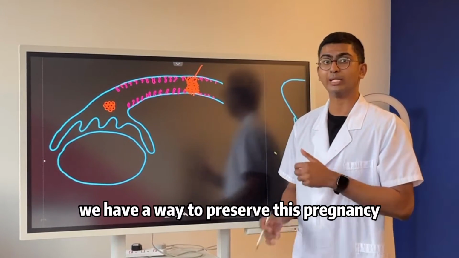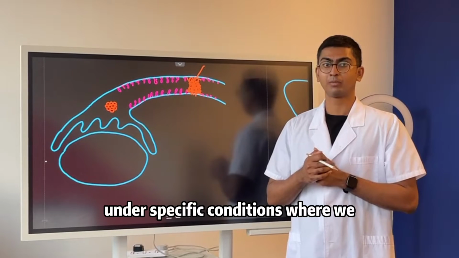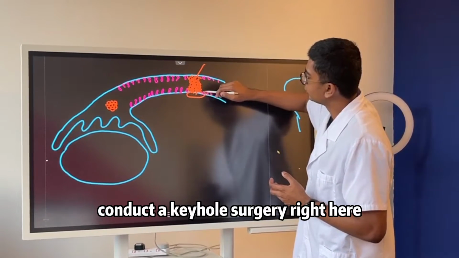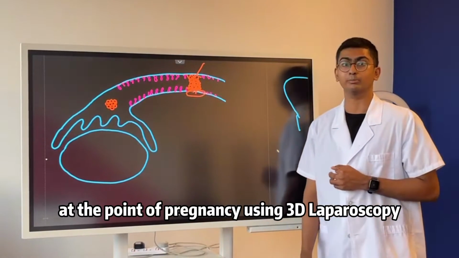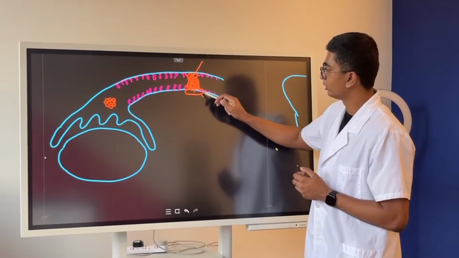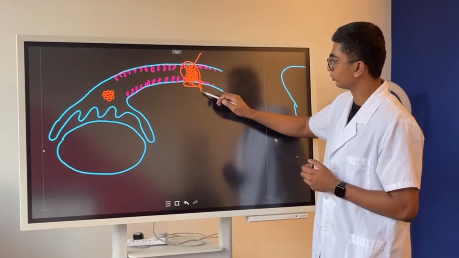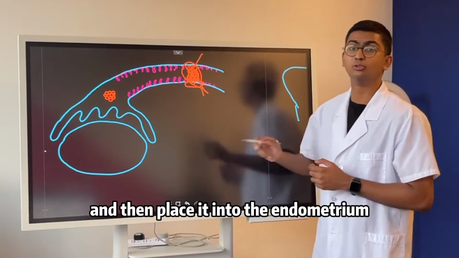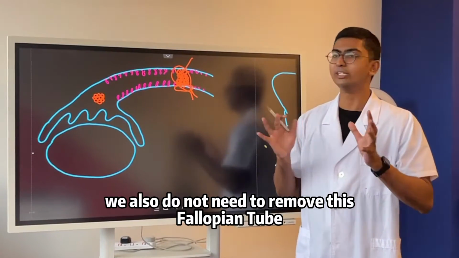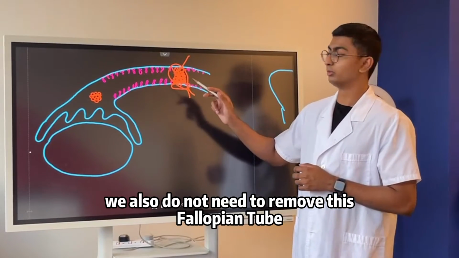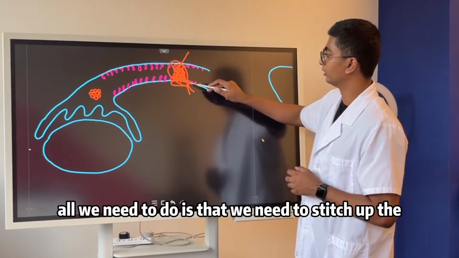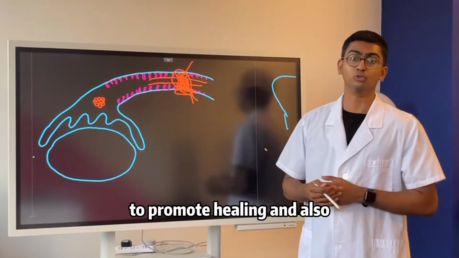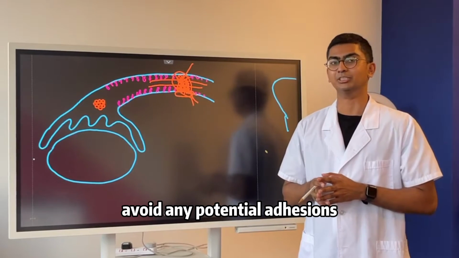Now here at the hospital, we have a way to preserve this pregnancy under specific conditions, where we conduct a keyhole surgery right here at the point of pregnancy using 3D laparoscopy to carefully remove it out of the fallopian tube and then place it into the endometrium. We also do not need to remove this fallopian tube. All we need to do is stitch up the opening and place a stent here to promote healing and also avoid any potential effusions.